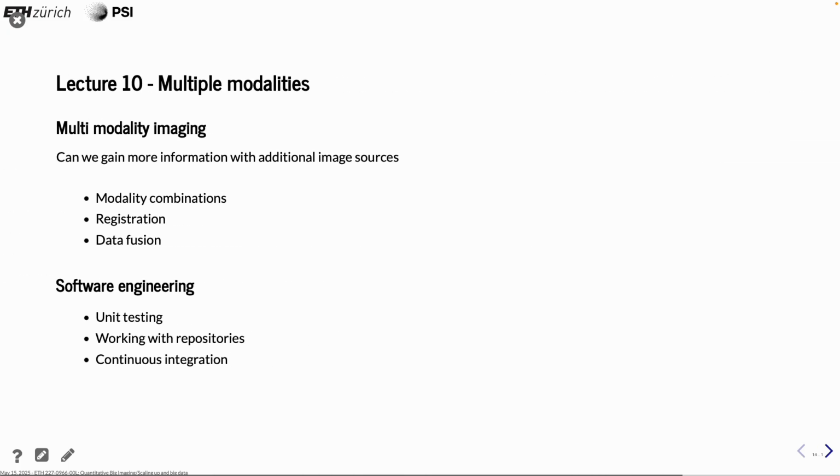The multimodality imaging, again, I introduced some modality combinations, and again here the registration is very important. In particular, it's tricky to have different types of modality because they have different contrast mechanisms, and you need to build that into your cost functions when you do the registration. Finally, when you have these, you can also fuse the data in different ways, depending on the goal of your fusion. And then I introduced some software engineering recommendations that you should actually promote the reproducibility of your analysis.